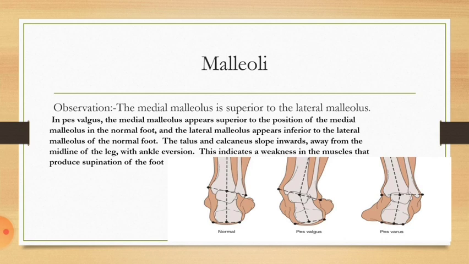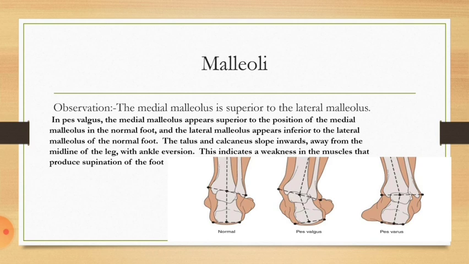Observation: the medial malleolus is superior to lateral malleolus. Observe in these pictures. From figure we can illustrate how malleoli and calcaneal bones change position when person has pes valgus or pes varus. In pes valgus, medial malleolus appears superior to position of medial malleolus in normal foot, and the lateral malleolus appears inferior to lateral malleolus of normal foot. The talus and calcaneus slope inwards away from the midline of leg with ankle eversion. This indicates weakness in muscles that produce supination of foot.